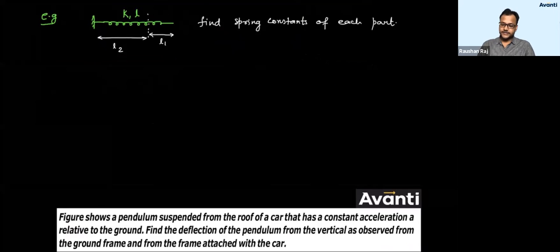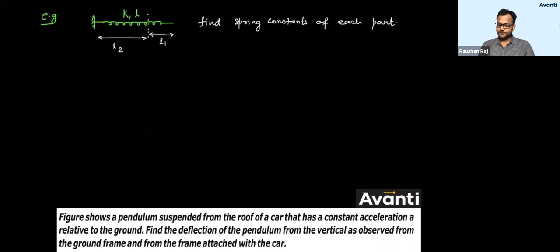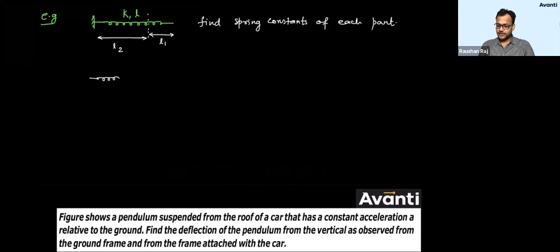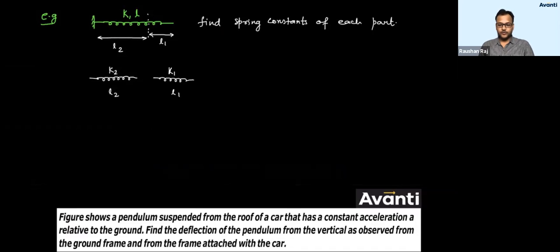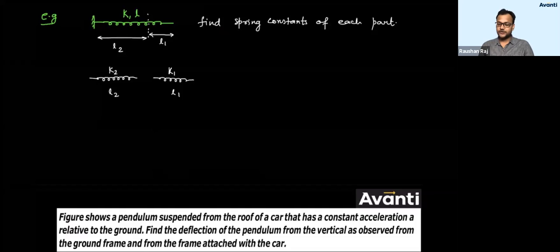Okay, so you guys are not able to get the answer. Let me draw the 2 springs like this. This is L2, this is L1, this is, let us say, K2 and this is K1. We need to find the value of K1 and the value of K2. So I would write the solution.